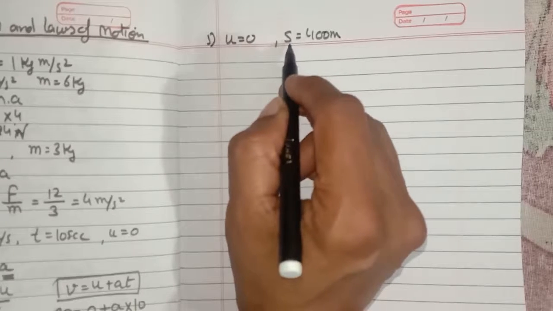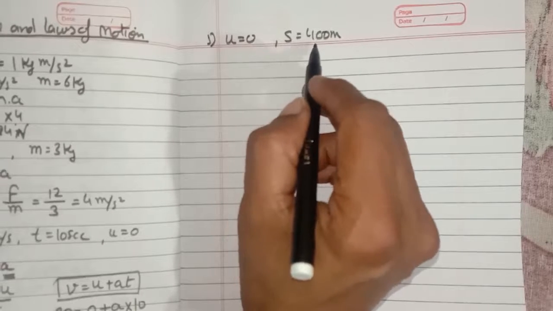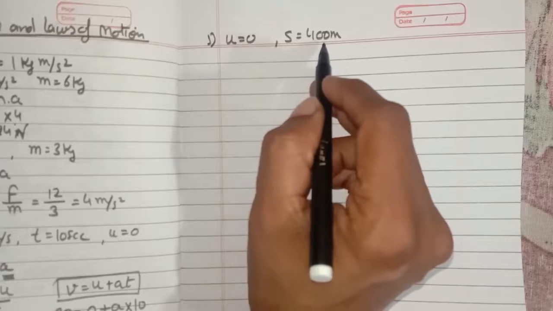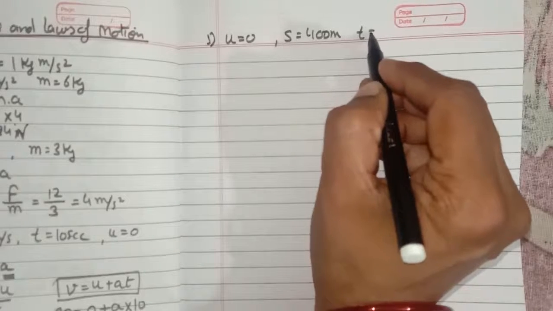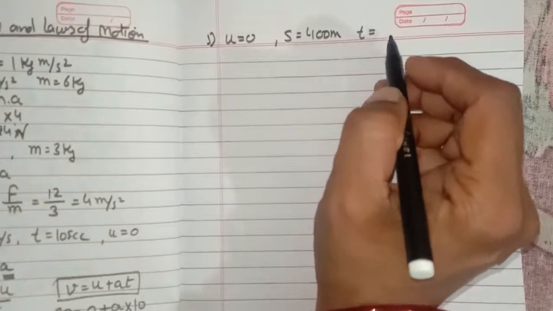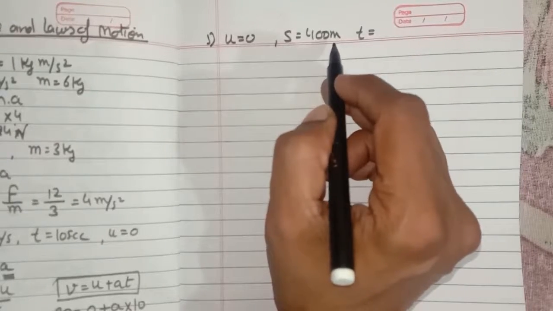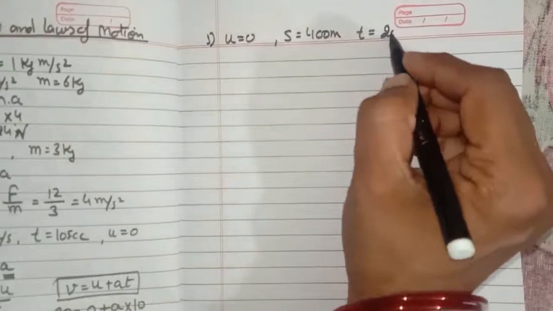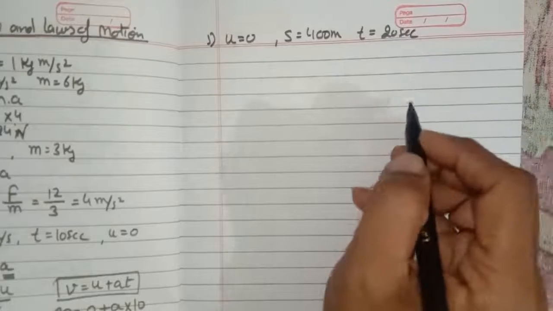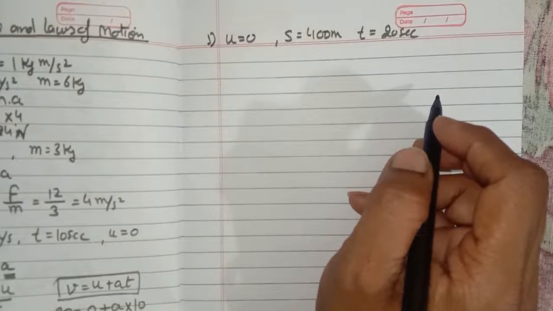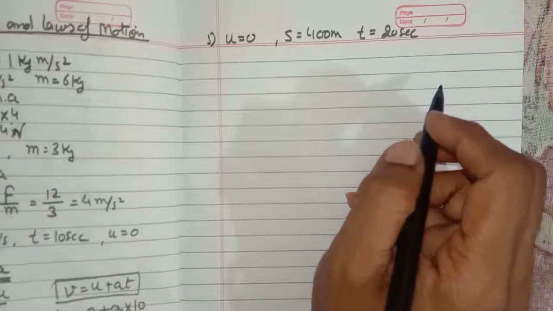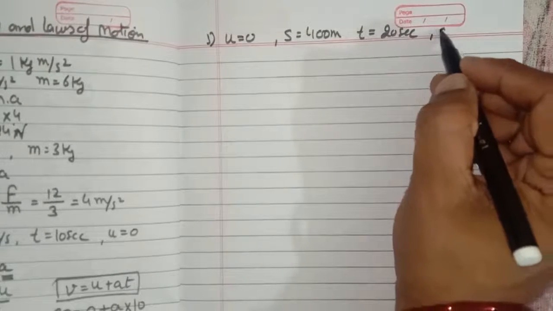This is the distance. Distance, we represent by the symbol S. It is 400 meter in 20 seconds. So the time taken by the truck to move the distance of 400 meter is 20 seconds. Find the acceleration and find the force acting on it if its mass is 7 metric ton. So first you have to find the acceleration.